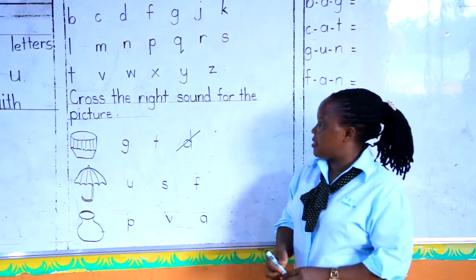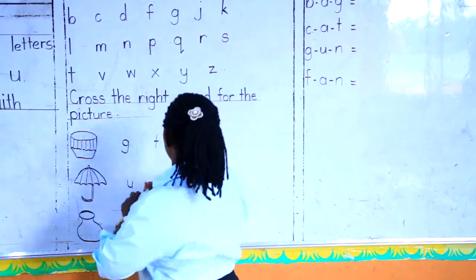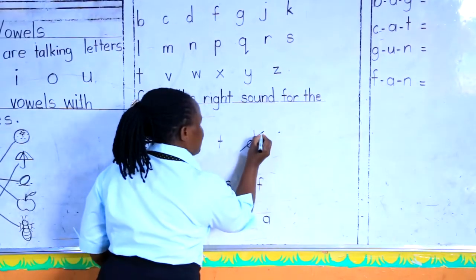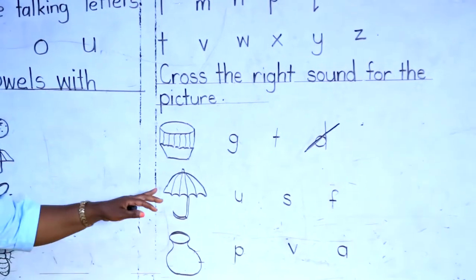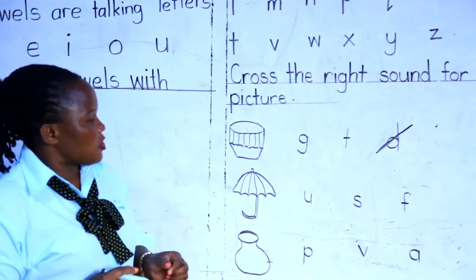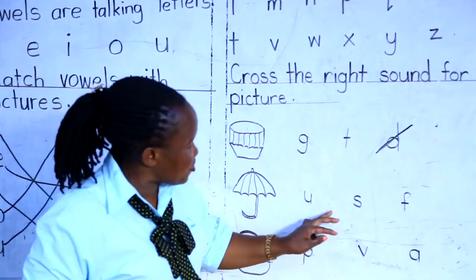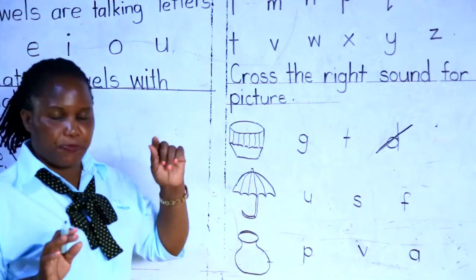It's sound. Very good. Then you cross it. If you find that it's the right picture, then you have to cross it like this. Have you seen? Yes, teacher. Good. Look at this. What is this? It's an umbrella. That is an umbrella. So when you look at these sounds, which one is the right sound for this picture?